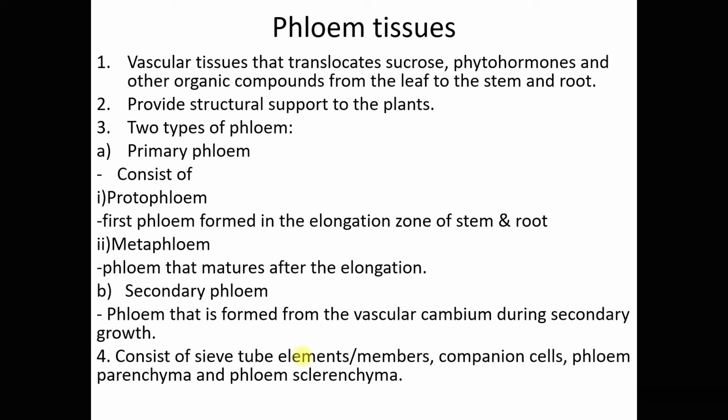Now, these phloem tissues are very similar to the xylem tissues, all right? But for phloem tissues, they have phloem sclerenchyma, or phloem fibers, and then phloem parenchyma, companion cells, and sieve tube elements or sieve tube members. Sieve tube members, companion cells, phloem parenchyma and phloem sclerenchyma. Phloem tissues can be found in stems, roots, and leaf, almost throughout the plant.